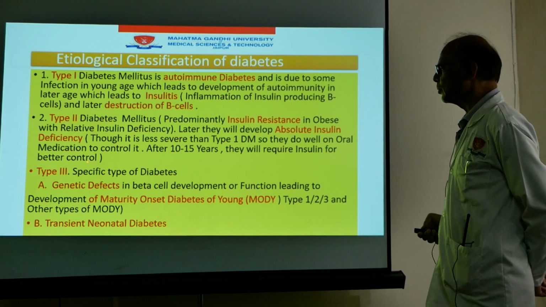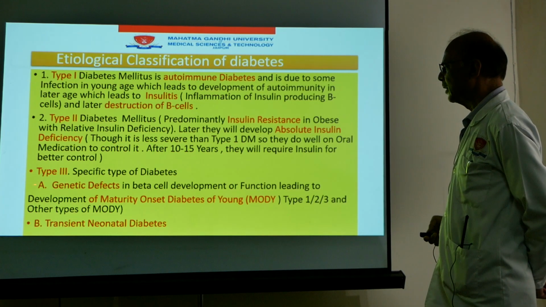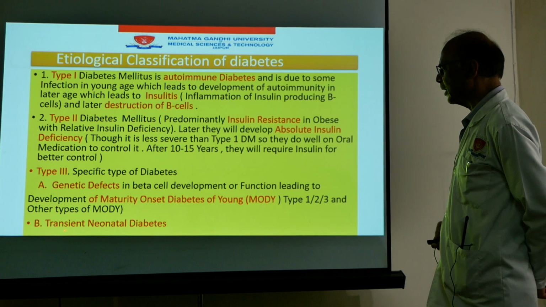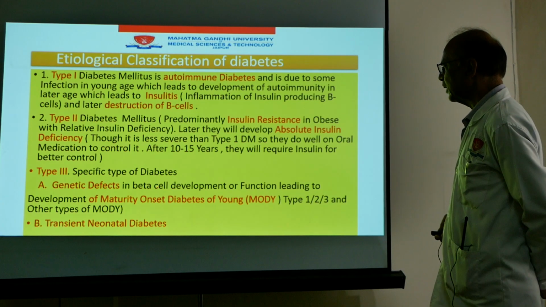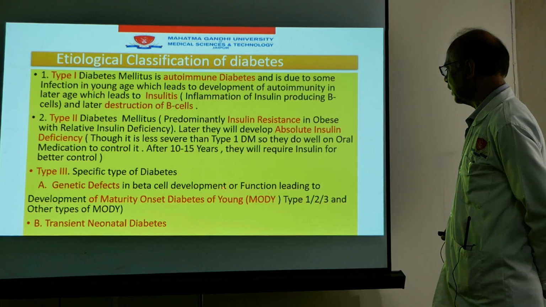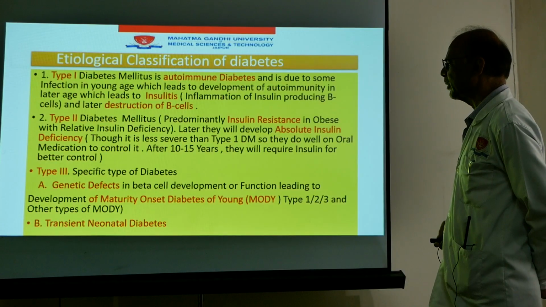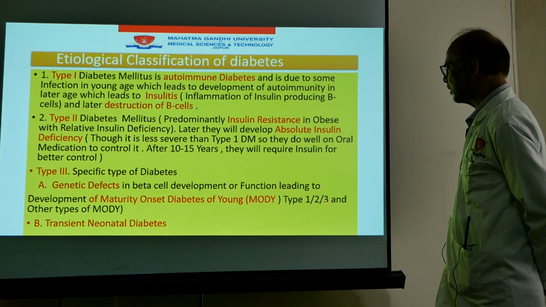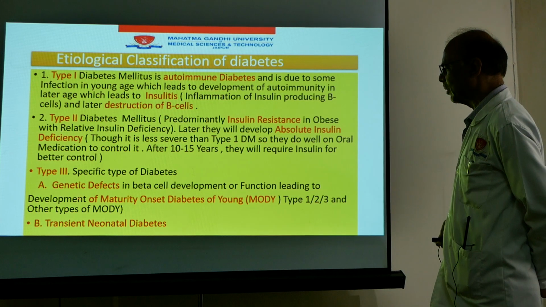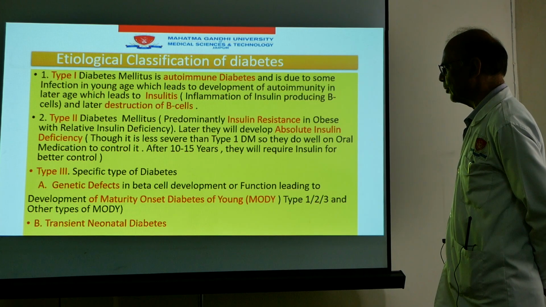Type 3 diabetes is due to specific types of diabetes, and it may be due to genetic defects or transient neonatal diabetes. Genetic defects will be in beta cell development or its function, leading to maturity onset diabetes of the young, which is termed MODY. Type 1, type 2, type 3 and other types of MODY may be developed. Another is transient neonatal diabetes.